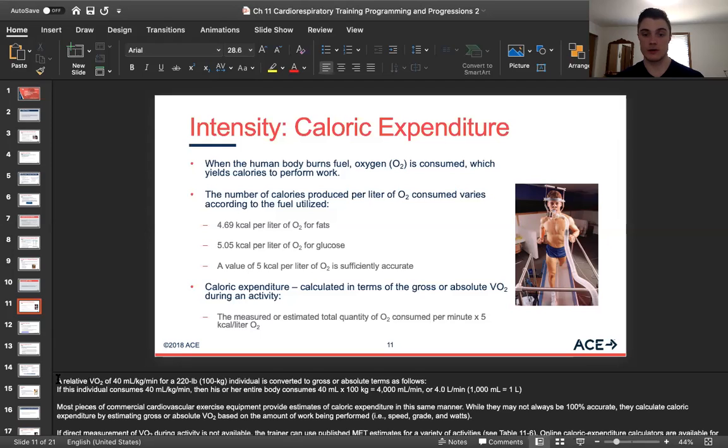So when you're doing the gross or absolute VO2, essentially what you're going to do is just multiply, like in this case, you'd multiply the 40 times the body weight, and then you'll get the absolute or gross VO2.